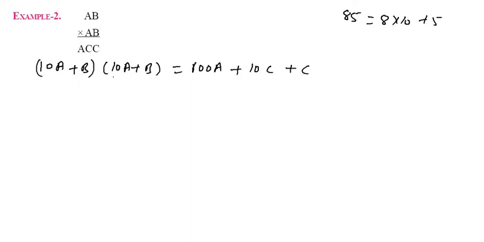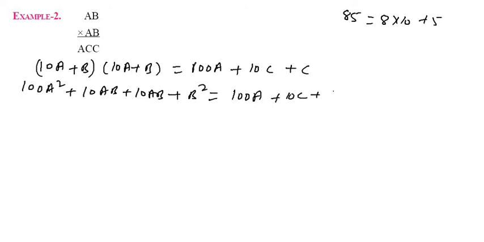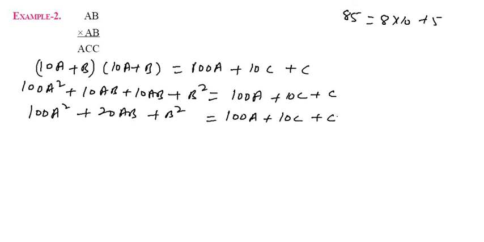So let us see here. Multiply: 10A times 10A gives 100A square. Then 10A multiplied by B gives 10AB, and further B multiplied by 10A gives 10AB, plus B square, is equal to 100A plus 10C plus C. Now we have 100A square plus 20AB plus B square, which will be equal to 100A plus 10C plus C.